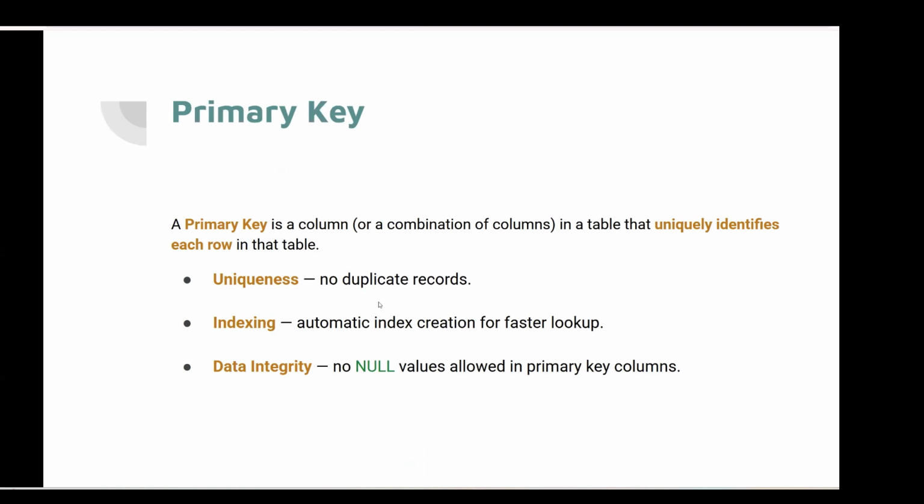Okay, by default, when you say a column is a primary key, these three things will be applied by default. So uniqueness, so there will be no duplicate records, and indexing, automatic index creation for faster lookup, and data integrity. So no null values are allowed in primary key columns. So regarding indexing, I just want to give a heads up.